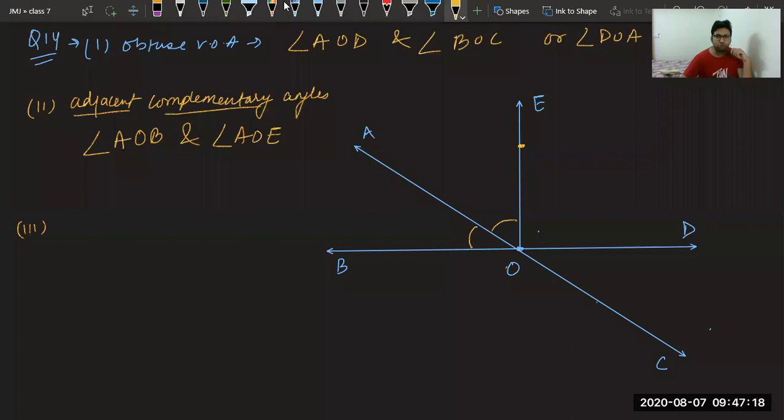complementary because they are forming a right angle like this. You can observe they are forming a right angle, and they are also adjacent because they have a common vertex, a common arm, and their uncommon arms are on different sides. So we can say angle AOB and angle AOE are the complementary angles. I hope it is clear now. Let us take the third part now.